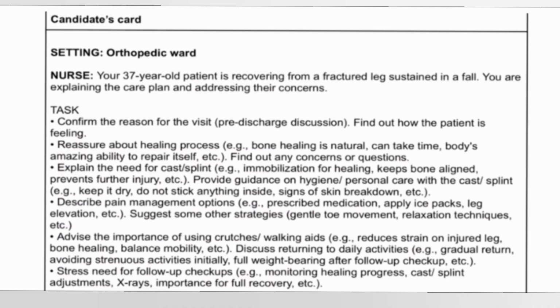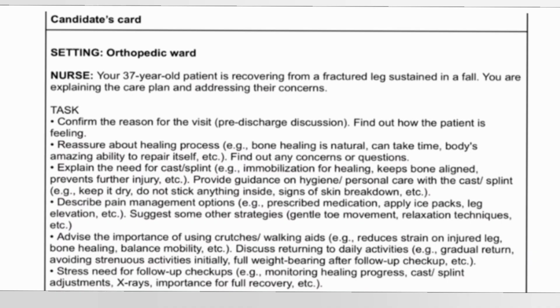Again, in the task they have said find out any concern or question, so we can ask the patient, Miss Susan, do you have any questions to ask? Like this we have to say. Next, the third task is explain the need for the cast or splint. We can use signposting words like moving on. So we can say, moving on, I would like to explain the requirement for the cast and splint in your case.